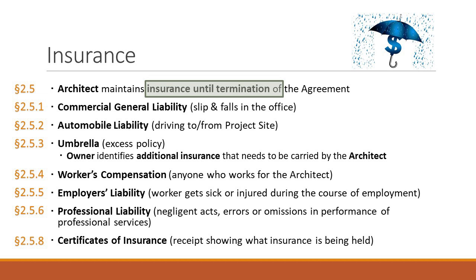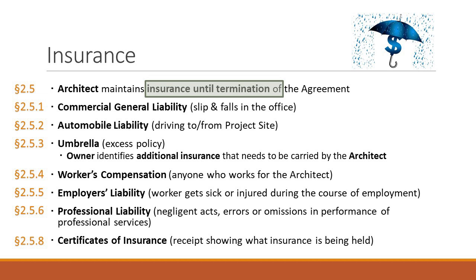2.5.3 talks about an umbrella, so sometimes an umbrella or excess policy. Maybe you're carrying, as an architect, a $1 million auto and a $1 million commercial general liability. Well, the owner may want to make sure that you have larger limits or greater coverages, and so you would have an excess or an umbrella policy. This provision in the contract identifies what you need to have. Sometimes excess umbrellas aren't important, but this shows what may need to be required. The owner's going to identify, for this project, you need to carry X in commercial general liability, Y in auto, and Z in umbrella.